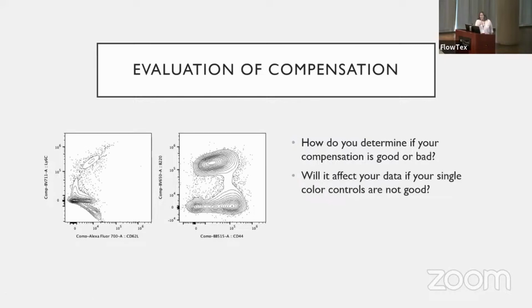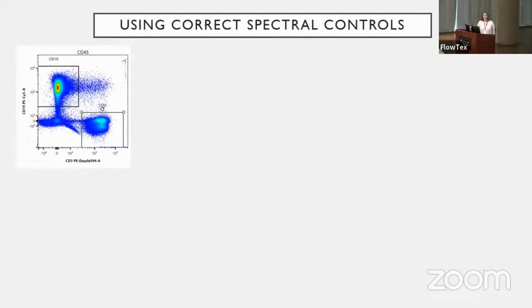How do we do that in a more systematic way? Will it affect my data if my single color controls are not good? I think that's obvious at this point: absolutely yes, it will. Maybe this is what we're really all waiting for. How the hell do I fix it? I can't just throw away those 40 mice and those 96 samples, right?